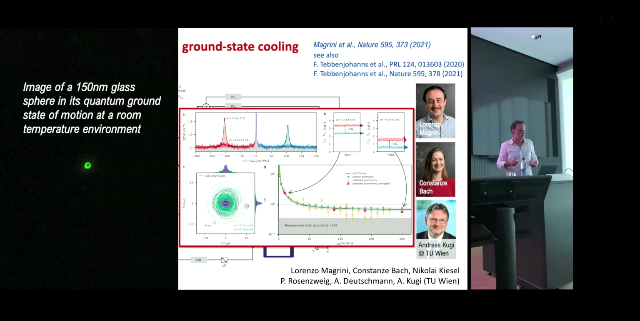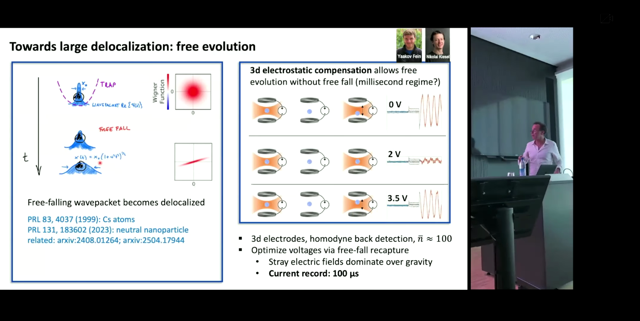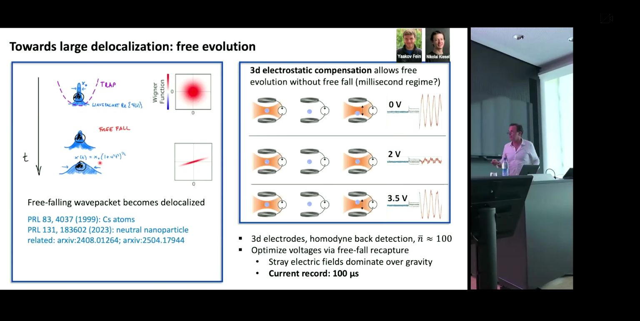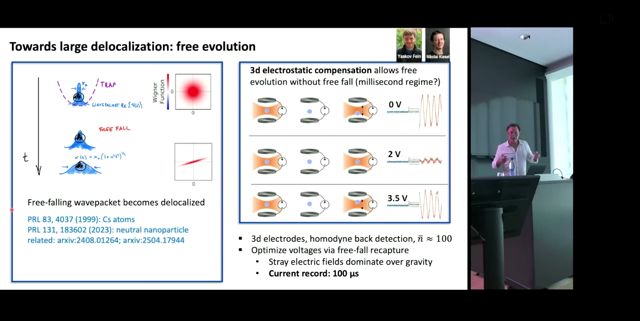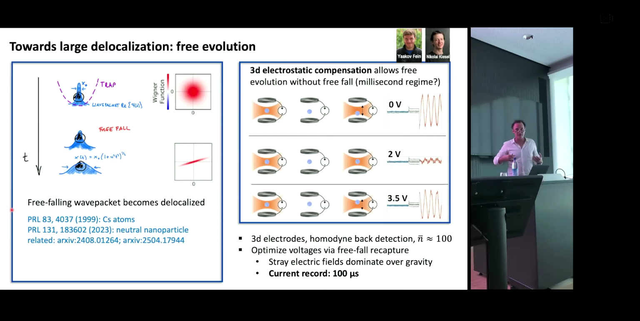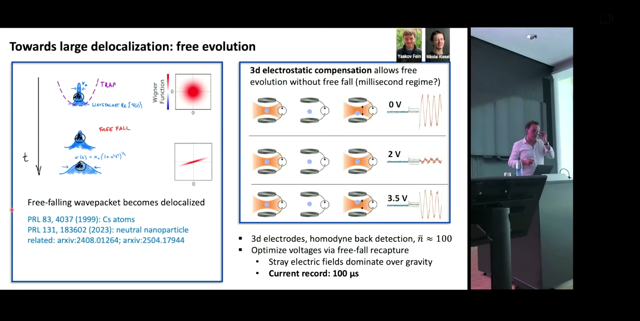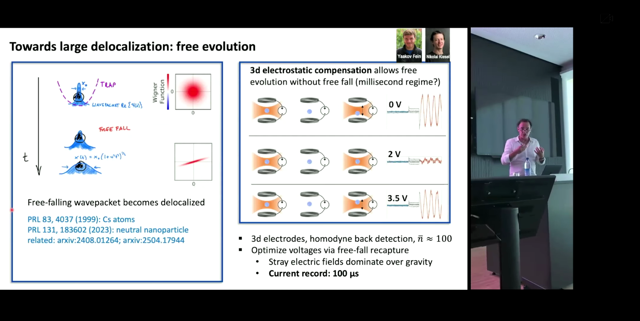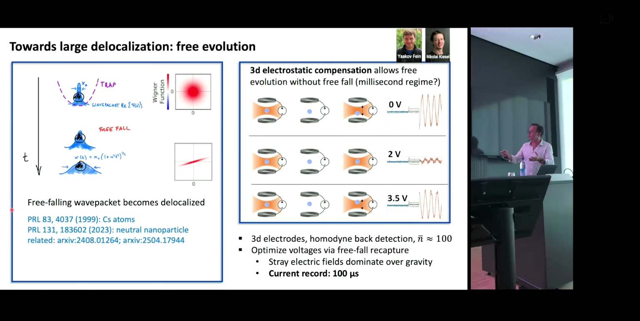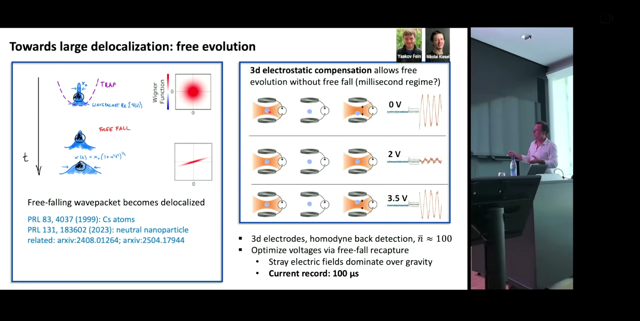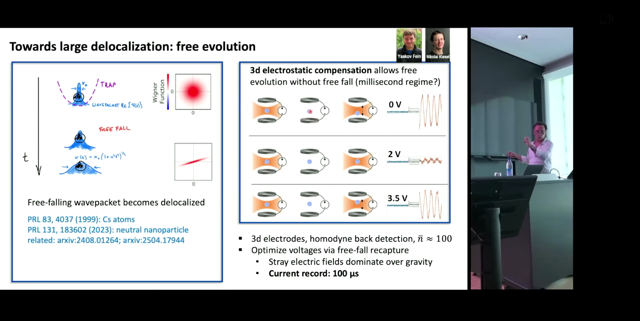And now the next thing that we want to do, we want to expand the wave packet. So the idea is simply switch off the trap and do a free fall of the particle. Free fall is always bad because free fall means you somehow lose the particle if you let it fall too long. So what we do is we do free evolution. We basically build a 3D version of a millikelvin oil drop experiment. So we have electrodes around the particle such that when we switch off the trap, we stabilize the particle, hold it in its position for a certain amount of time, such that after the free evolution time, we can actually switch on the trap again and have not lost the particle.